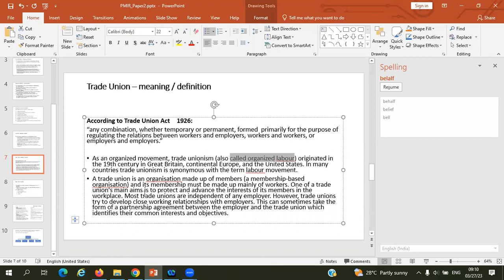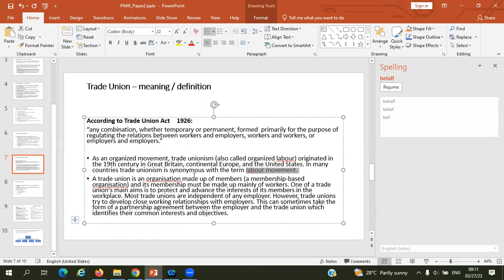It originated in the 19th century in Great Britain, continental Europe, and United States. It started from these countries, Britain, Europe, and America. In many countries, trade unionism is synonymous with the term labor movement. In many countries the labor movement is called trade union. But an authorized trade union means it's an organization registered under the Trade Union Act, and there are a lot of rules and regulations written in the act.